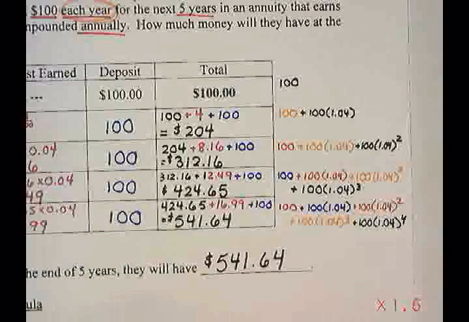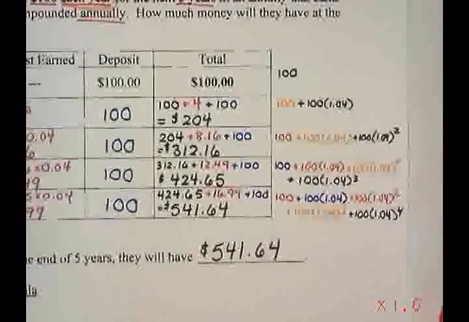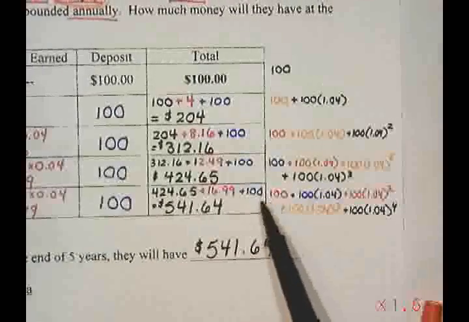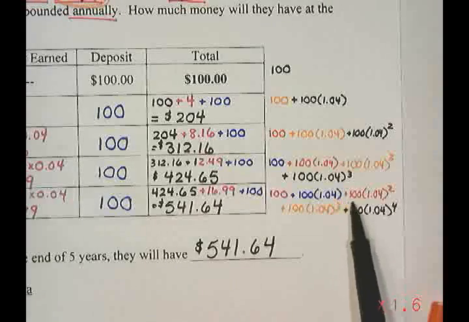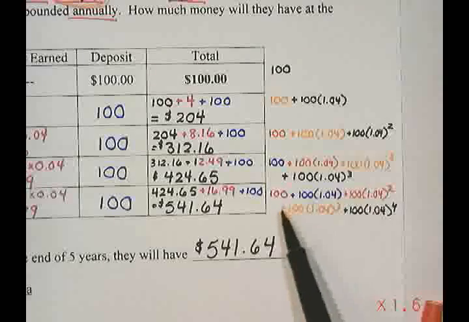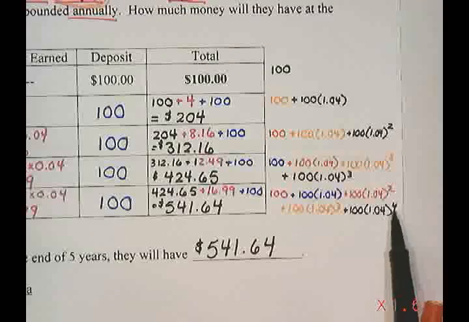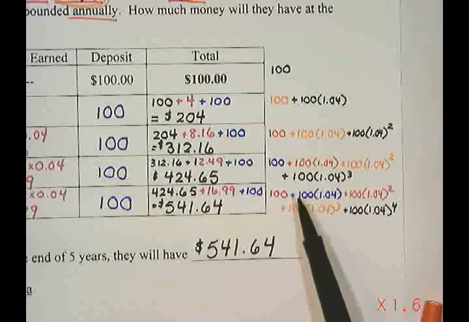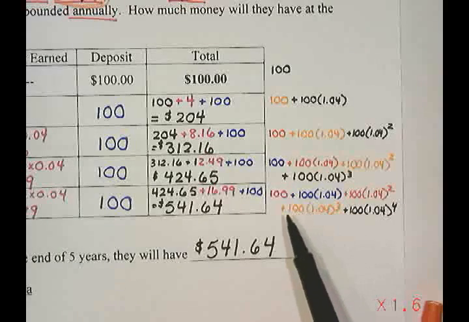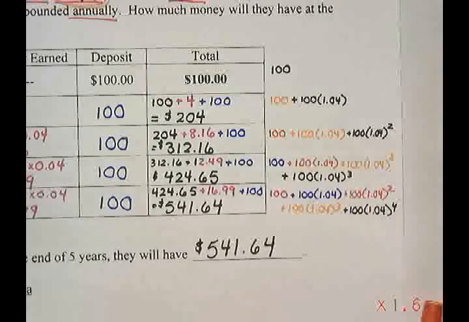Okay, so why did we do this? What we're trying to do is come up with a formula here to show how we can calculate this. And this is actually something that we saw in our previous unit. I have a list here. I have 100 plus 100 times 1.04 plus 100 times 1.04 squared plus 100 times 1.04 cubed plus 100 times 1.04 to the 4. This is actually a geometric series, right? It's a series because we are adding all of our terms together, and it's geometric because we're multiplying by 1.04 to get the next term.